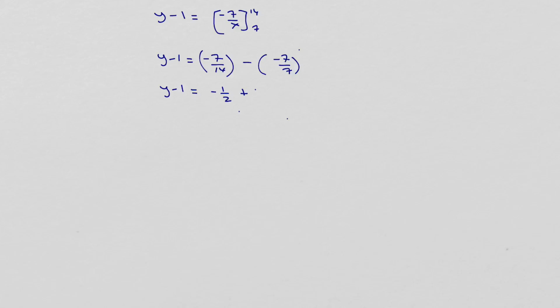So if I bring all of the numbers to the right, I'm going to have 1 and 1 minus a half, which is of course 3 over 2, or we could write that as 1.5. So either answer is correct.